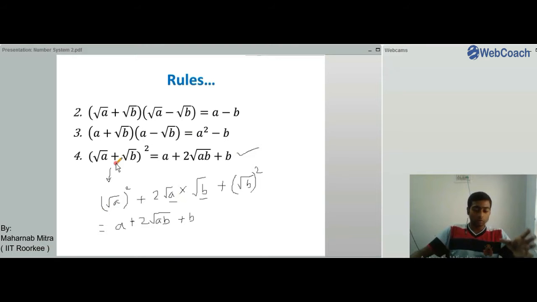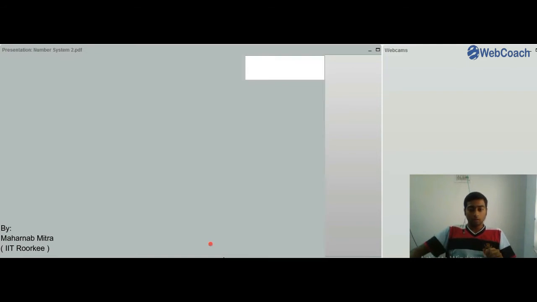So let me repeat once again: we are using the formula (A plus B) whole square to find the square of the sum of two square roots. We are just applying the formula normally. We first square the first number, then add twice the product of the two numbers, square root A and square root B, and then add the square of the second number, right? And using the rules we learnt in earlier slides, we find the result.